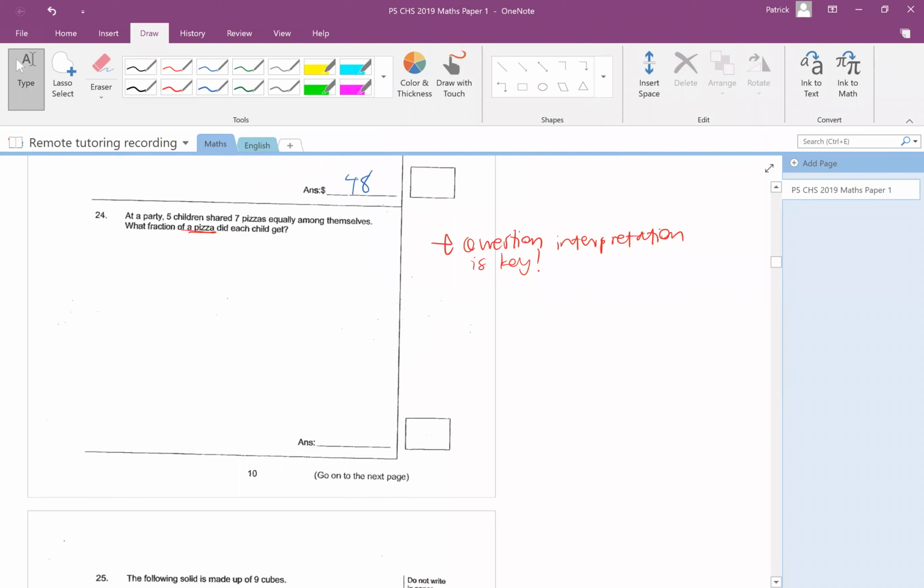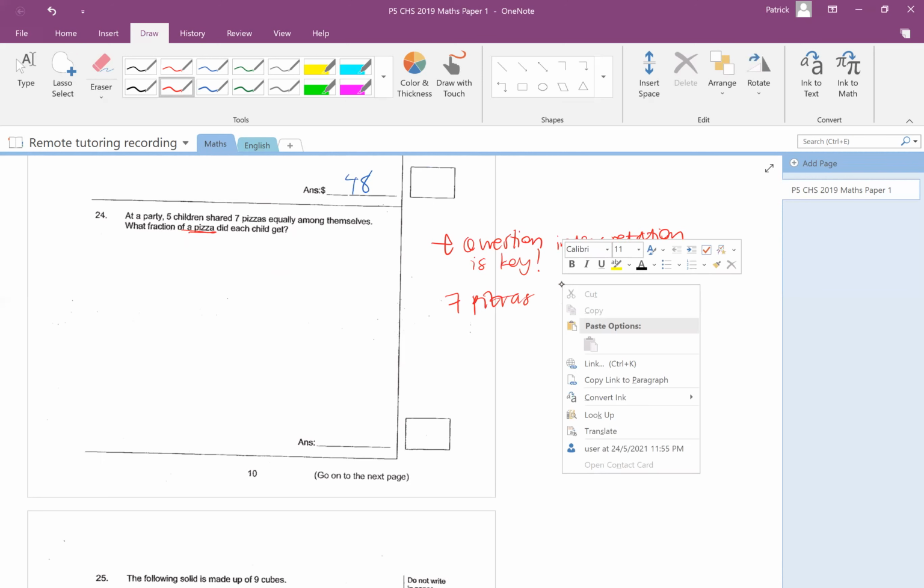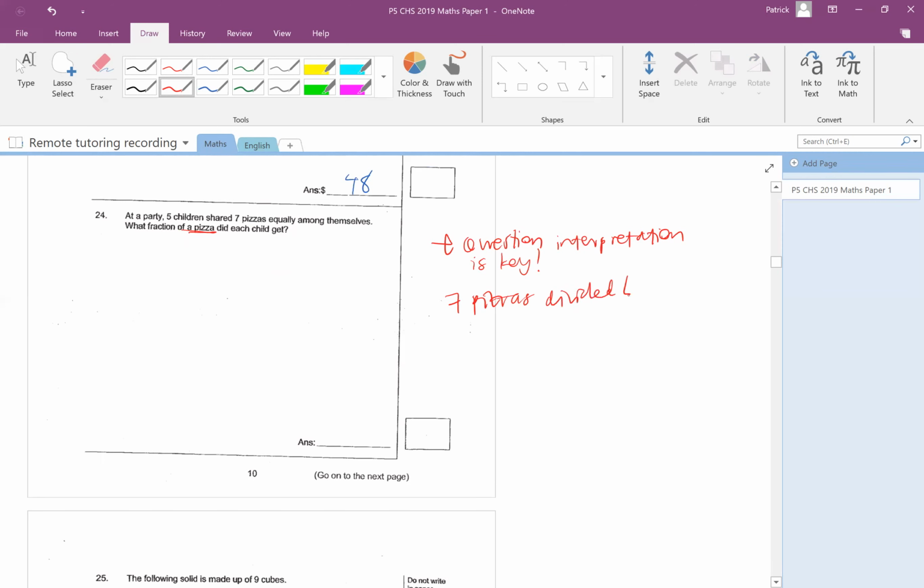Question 24. At a party, 5 children shared 7 pizzas equally among themselves. What fraction of a pizza did each child get? So we'll tackle this question logically, using the interpretation of the question. 5 children shared 7 pizzas. So what would your first thought be? 7 pizzas divided by 5 children, 7/5.